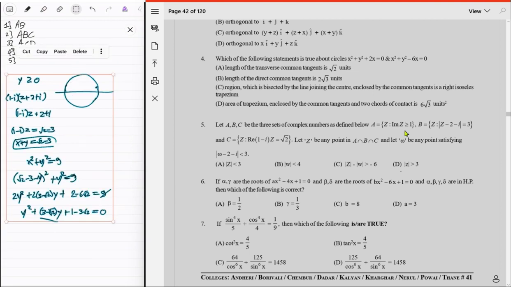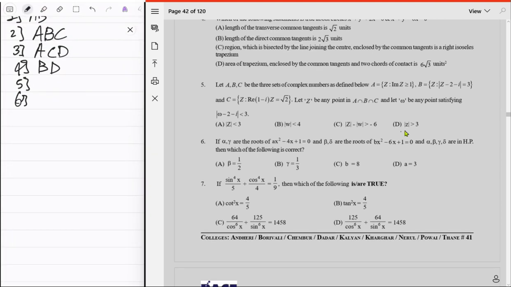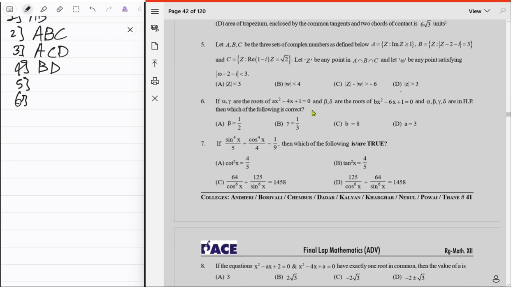Next question. Fifth is just Rajiv. Sixth is: if alpha, beta, alpha, gamma are the roots of this equation and beta, gamma are the roots of this, alpha, beta, gamma, delta are in HP, which of the following is correct? Alpha, gamma इसके roots हैं. Alpha, beta, gamma, beta, delta. Okay, roots of this thing. Alpha, beta, gamma, delta are in HP.